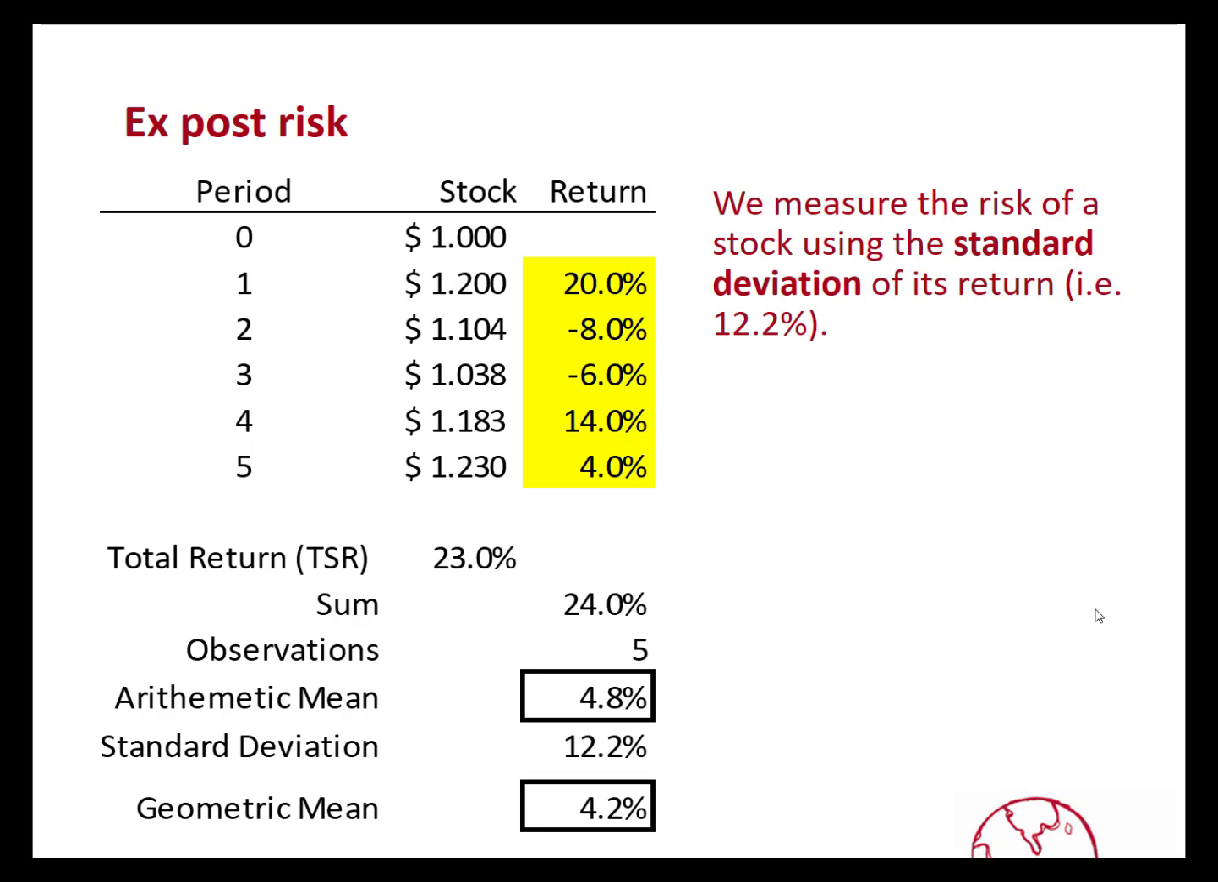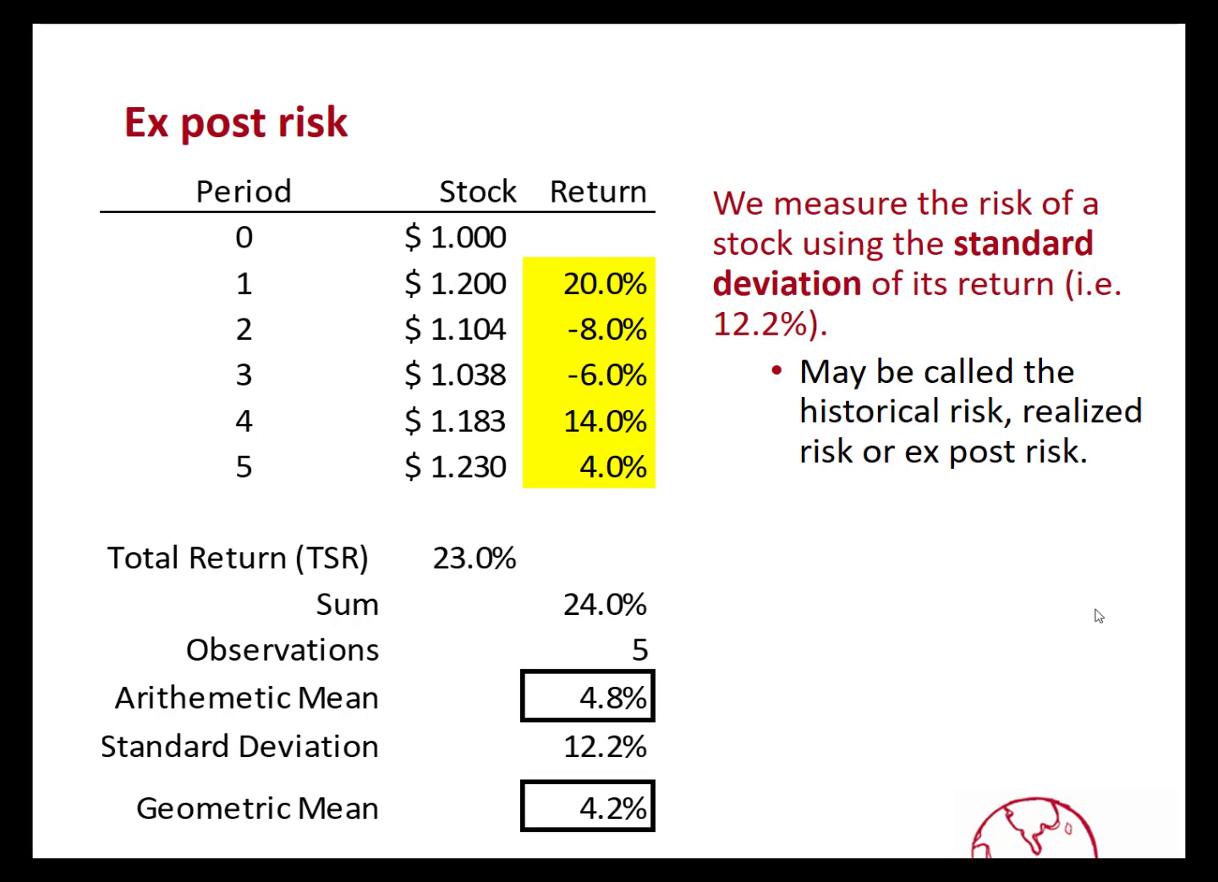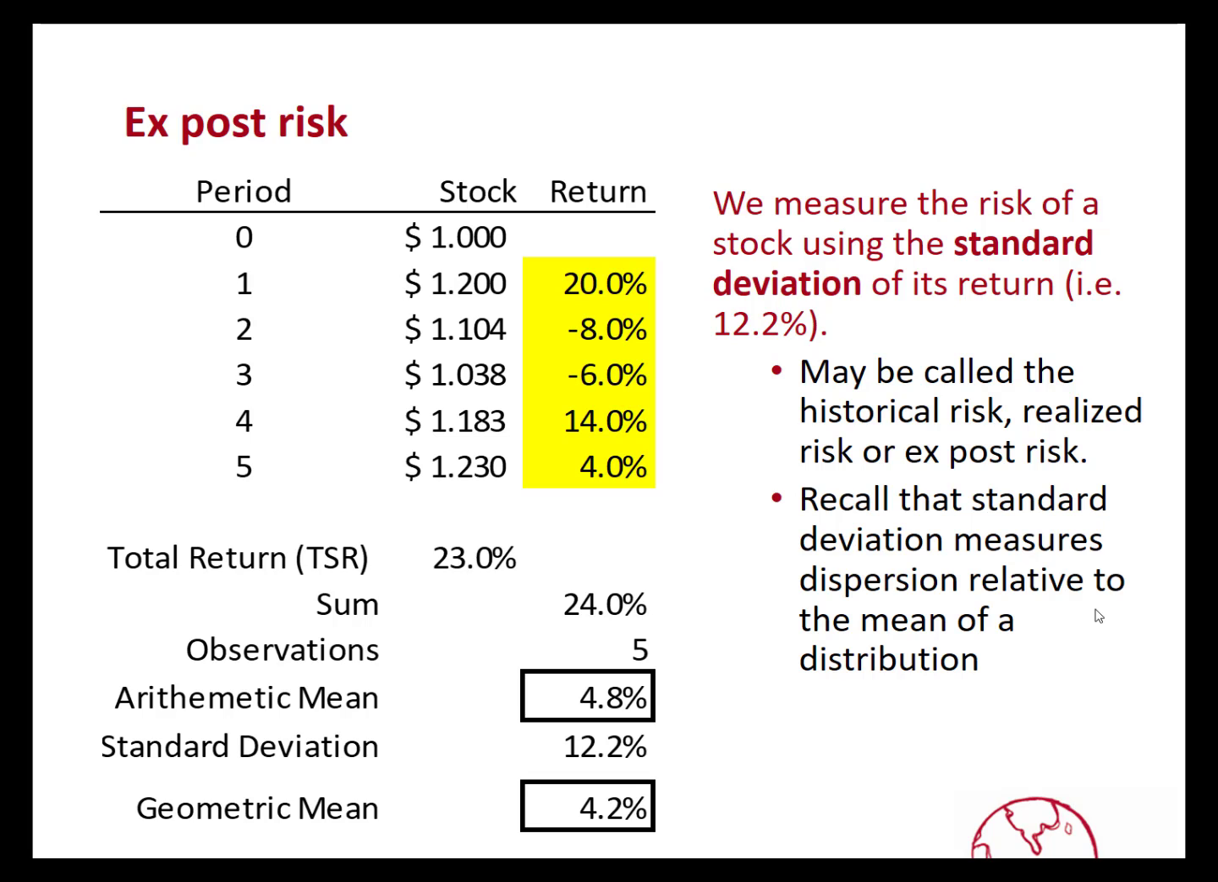Well, we would use a measure from probability called standard deviation, and the standard deviation in this case is 12.2%. Now, what does that mean? This is what we call the historical risk, the realized risk, or the ex post risk, and it measures the dispersion of the returns relative to the mean of the distribution. In this case, it's relative to the arithmetic mean. The more variable the returns, the greater the risk. That's normally the relationship we would expect to see in finance.